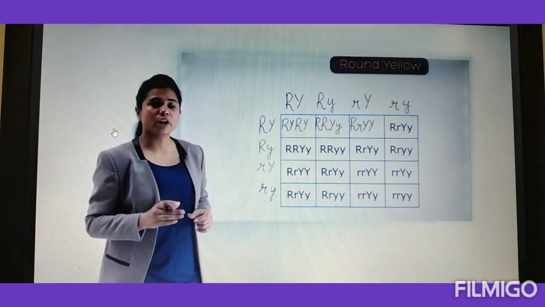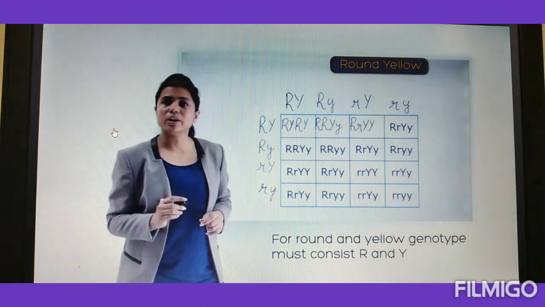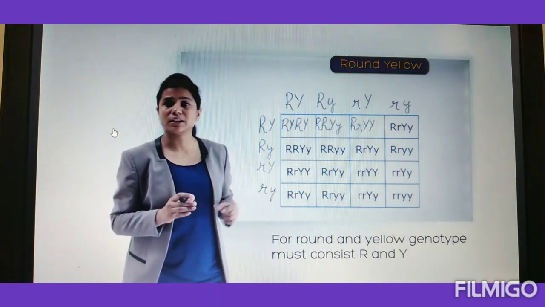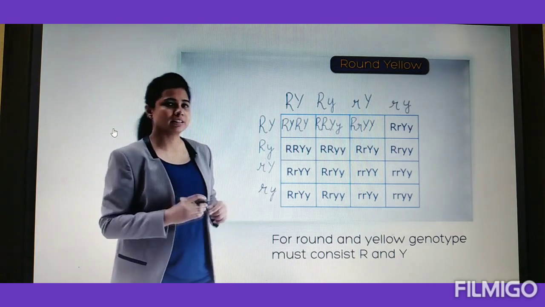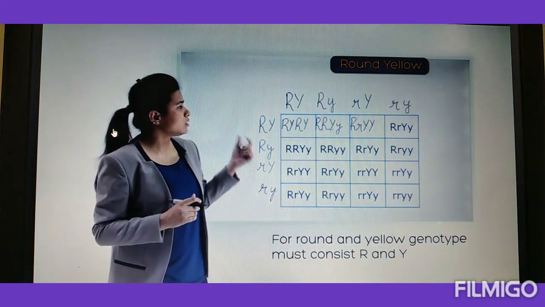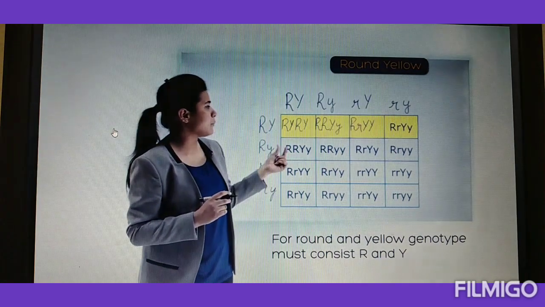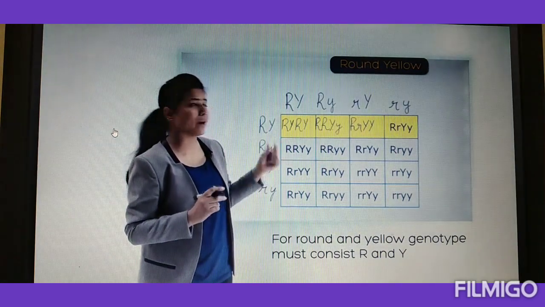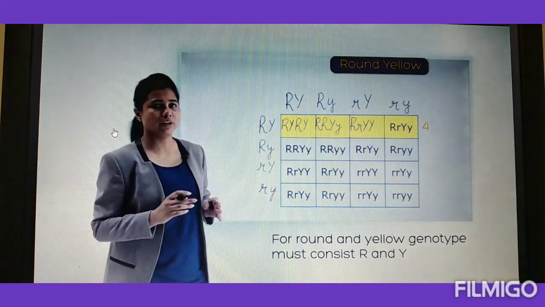So first we are going to see the round and yellow one. Now we know for round and yellow, the genotype must consist of 1 capital R and 1 capital Y. So let's count them here. So in the first row, you can see here, each cell has 1 capital R and 1 capital Y at least. So in the first row, we have 4 round and yellows.